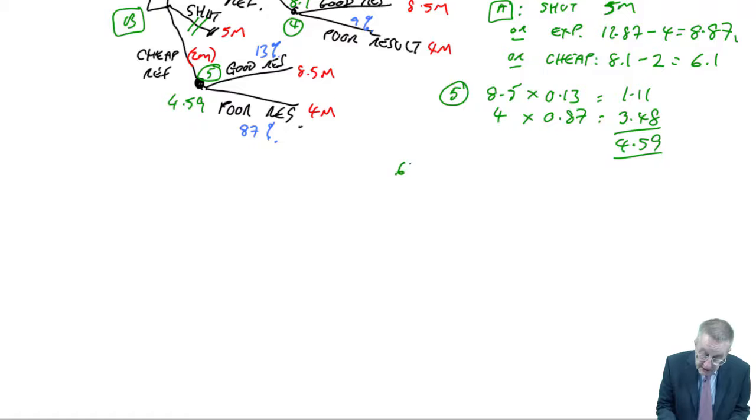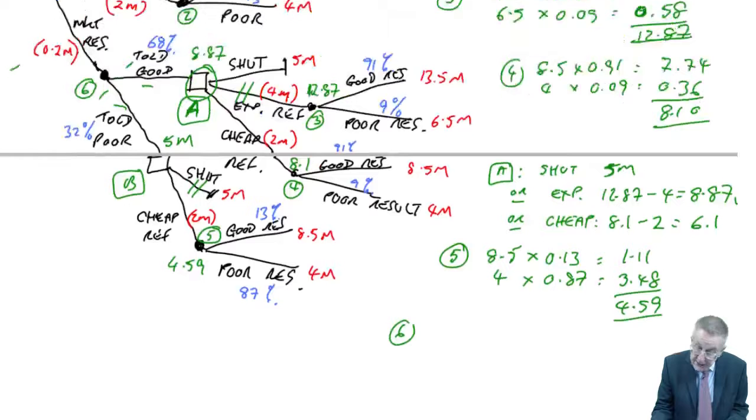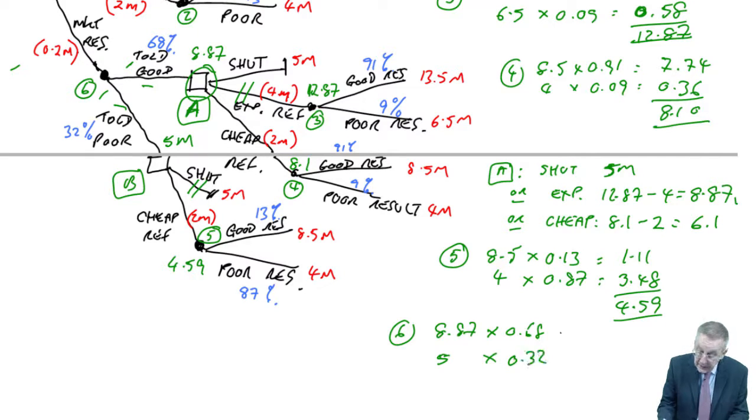I'm running out of space still. If we do market research, we either get, where are we? This is, I've lost it, 6. They either tell us it's good and we get 8.87, or they tell us it's poor and we'd be shutting, so we get 5. And the probabilities, they tell us it's good is 0.68, they tell us it's bad is 0.32.